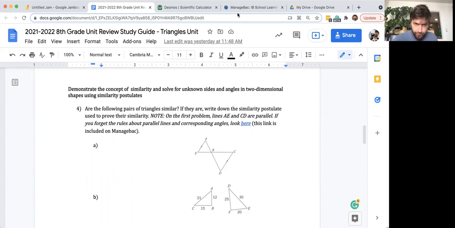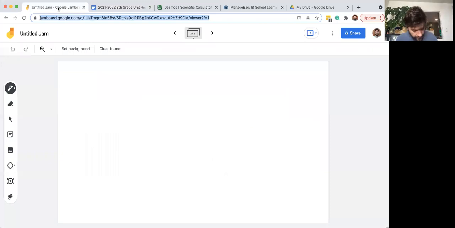The next page is about proving similarity and using it to find missing sides. Remember, we have three similarity postulates, or three ways to prove that triangles are similar. The first is angle, angle. It means if two triangles have the exact same two angles, then their third angle will have to be the same because the three angles in all triangles add up to 180 degrees. So if they share two angles, they have to share the third angle, and they're thus similar.